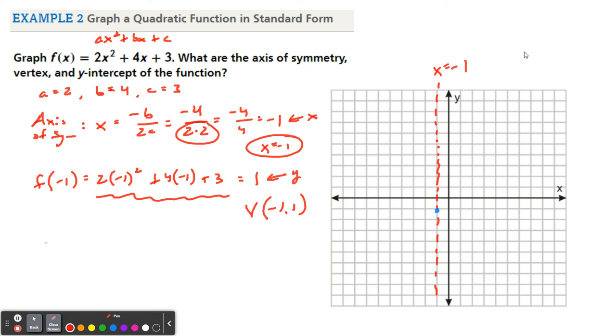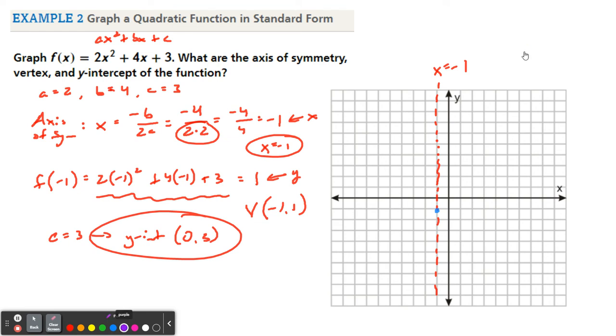Next, I want to find my y-intercept. Your c value is your y-intercept. Since your c is 3, that means your y-intercept is 0, 3. So I'll use blue there as well. 0, 3. Now, because of symmetry, that gives me a second point. I know there's another point over here to the left at negative 2, 3. So now I need to find one more point.